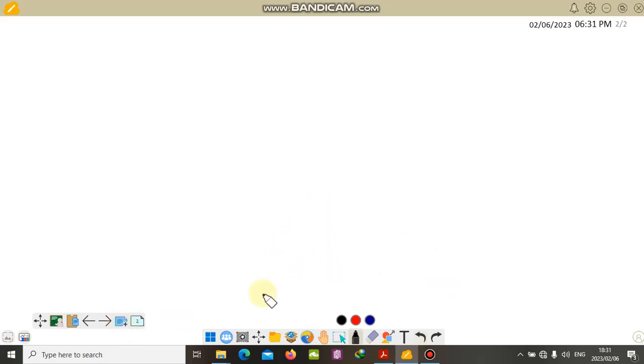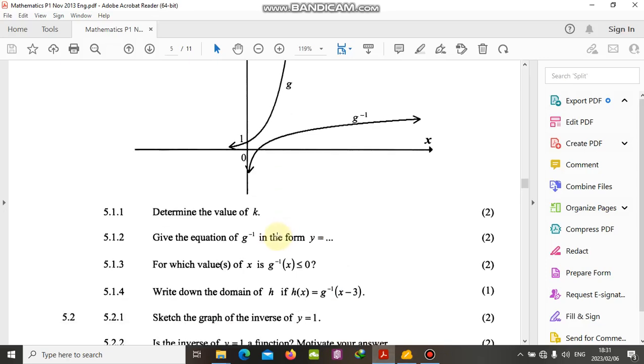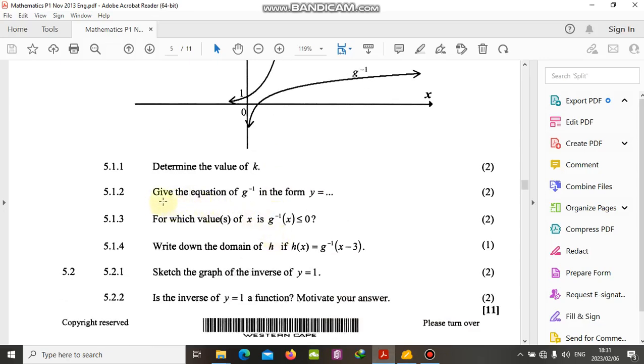All right. Let us go back to the next question. So the next question, they say, give the equation of g to the power of -1. They say give the equation of the inverse of g in the form y equals. So now we need the inverse of g.